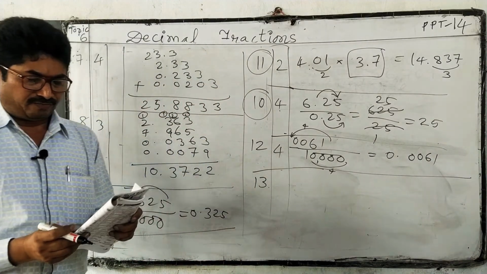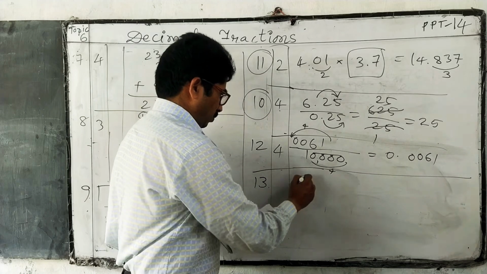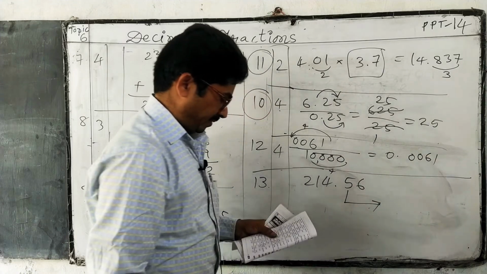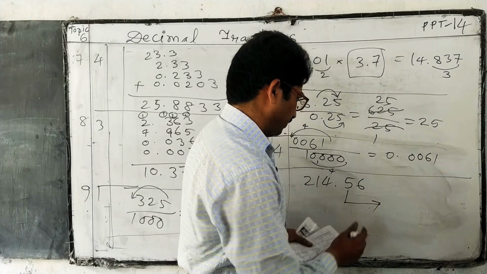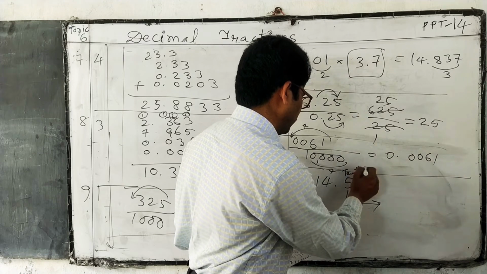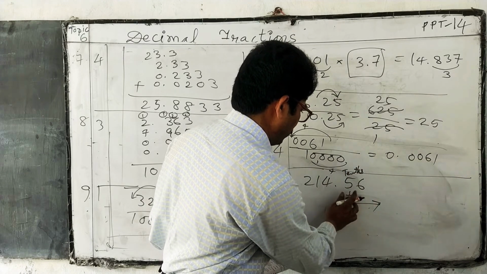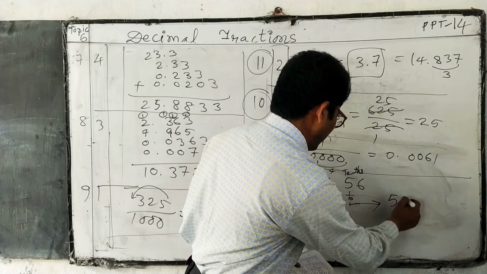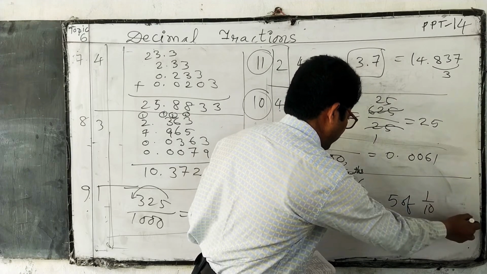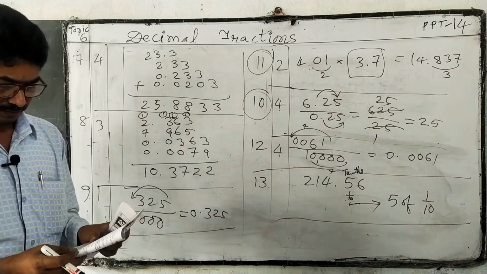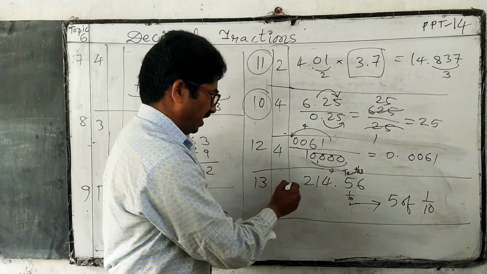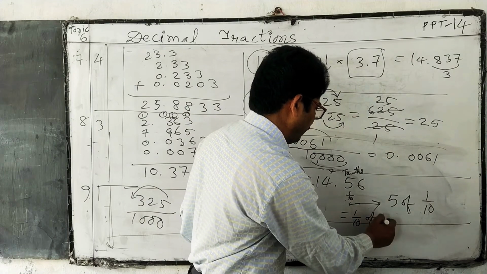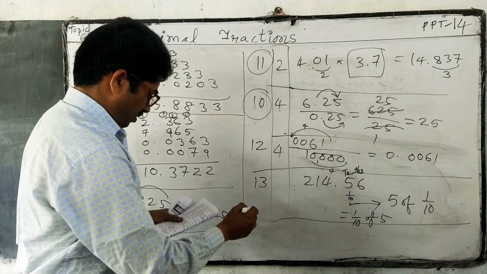13th one. What is the place value of 5 in the number 214.56? The place value of this digit is tenths, which means 1 by 10. So the place value is 5 of 1 by 10. So the option is 3. Both are the same. Option 3.